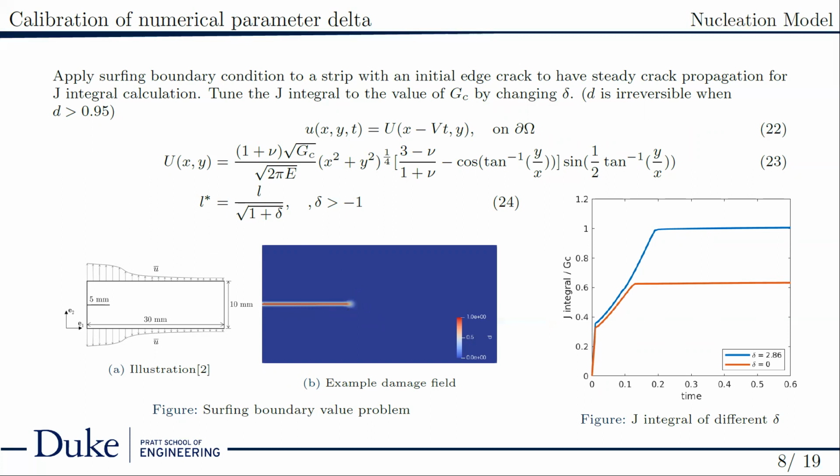The upper bound of delta is limited by the mesh size. We do want the effective regularization length, usually scaled to be smaller than the prescribed one, to be adequately resolved by the mesh.